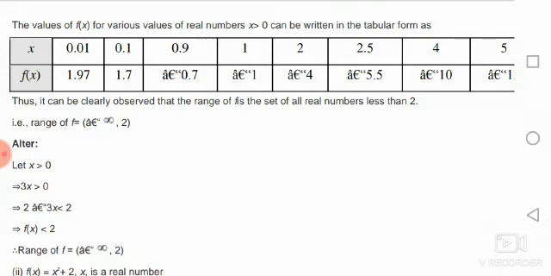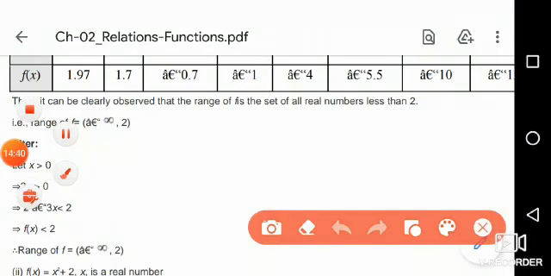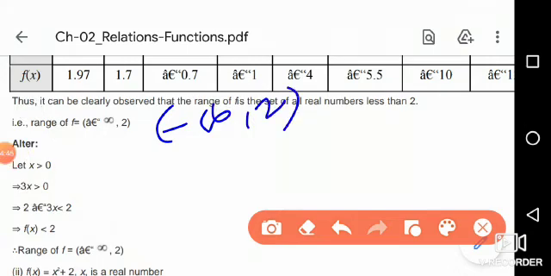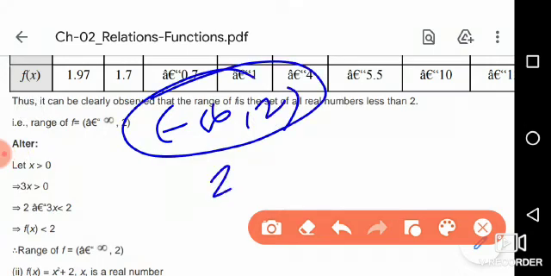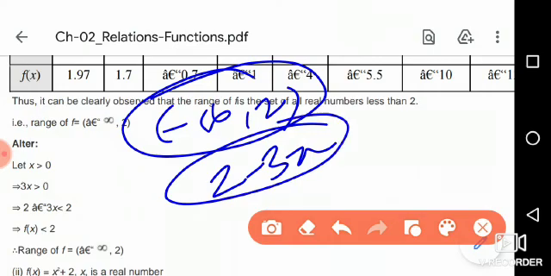And thus it can be clearly observed that the range of this function is the set of all real numbers less than 2. Therefore, the range of the function lies between minus infinity comma 2. Here we can write minus infinity comma 2 as the range of the function f of x is equal to 2 minus 3x.